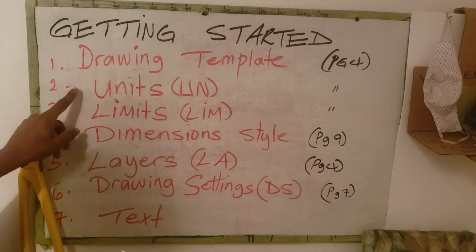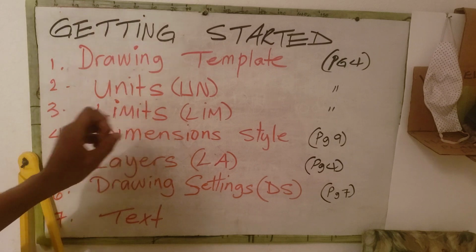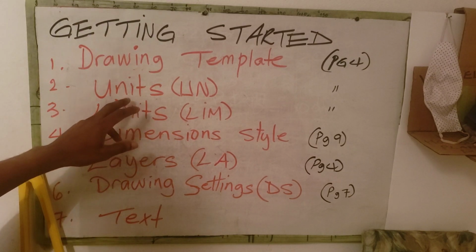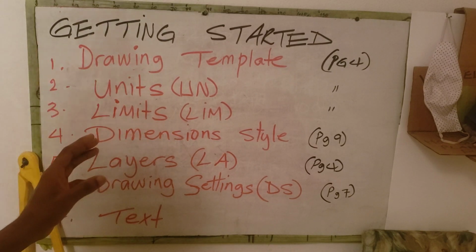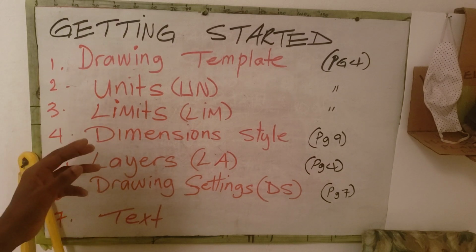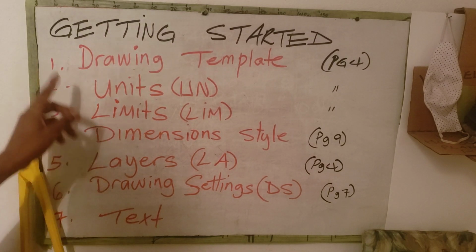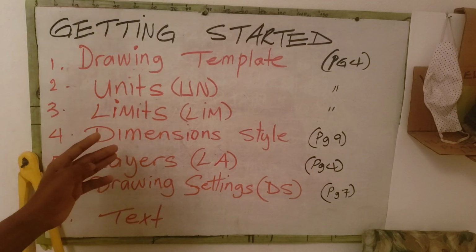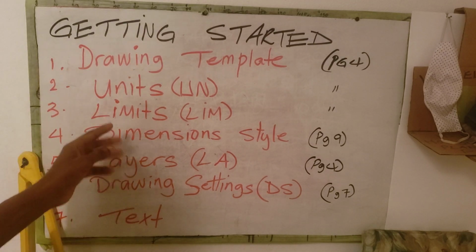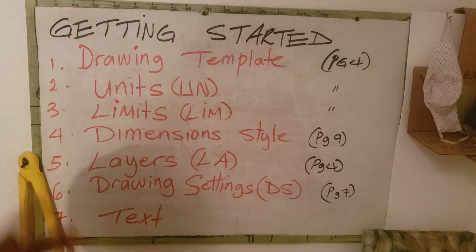The second main thing to set up is your unit. To set up unit, type UN, enter, and ensure that your unit is in millimeters. The third thing to set up is your limit. To set up your limit, type LIM, enter key.